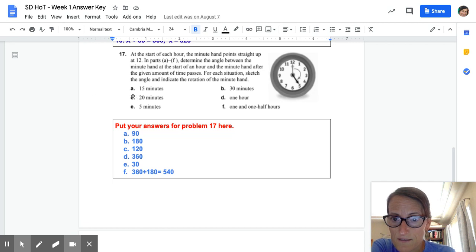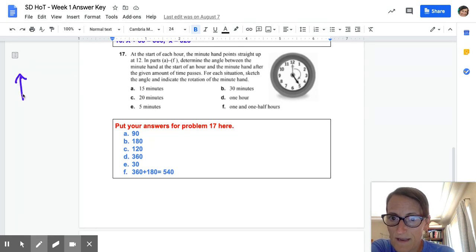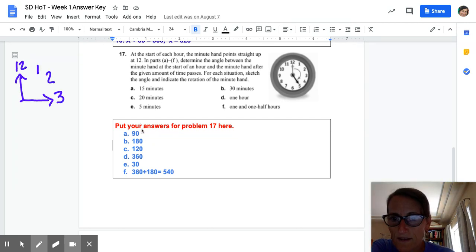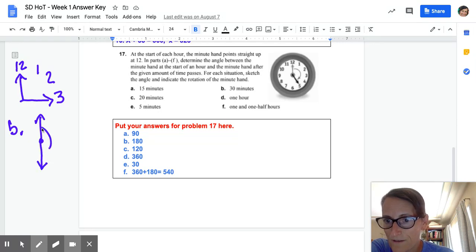Okay, so for A, it's looking at 15 minutes. If the minute hand starts up at 12, imagine we have a clock over here, and after 15 minutes, this is the 12, 1, 2, and 3. So that would be a 90-degree angle. For B, we're doing 30 minutes, so you would start up at the 12, and after 30 minutes, it's down at the bottom. You've gone from the very top to the very bottom, so that's 180 degrees.